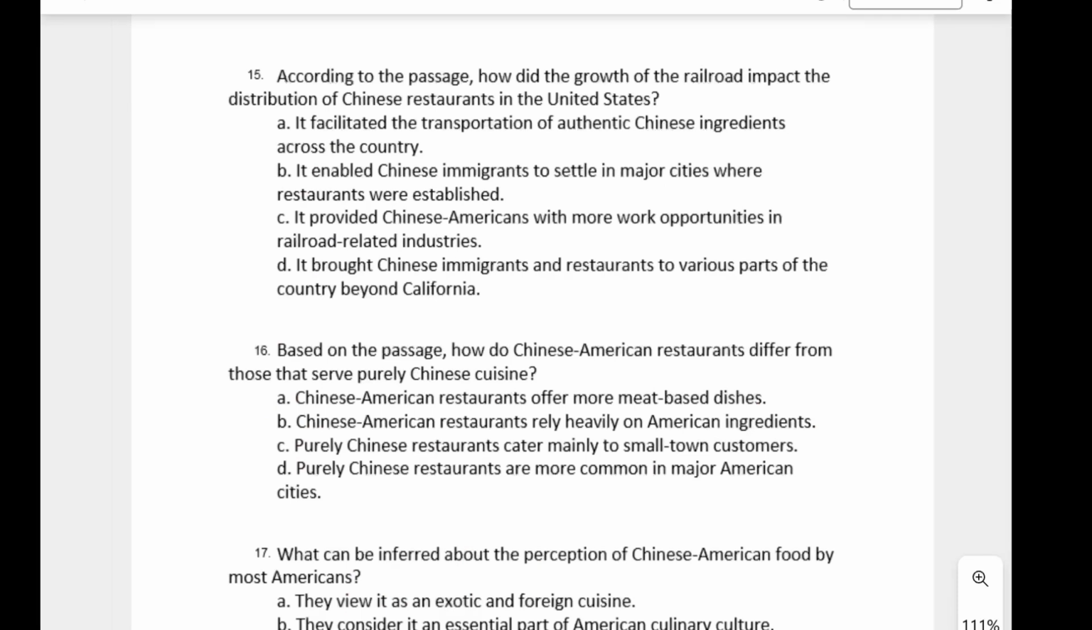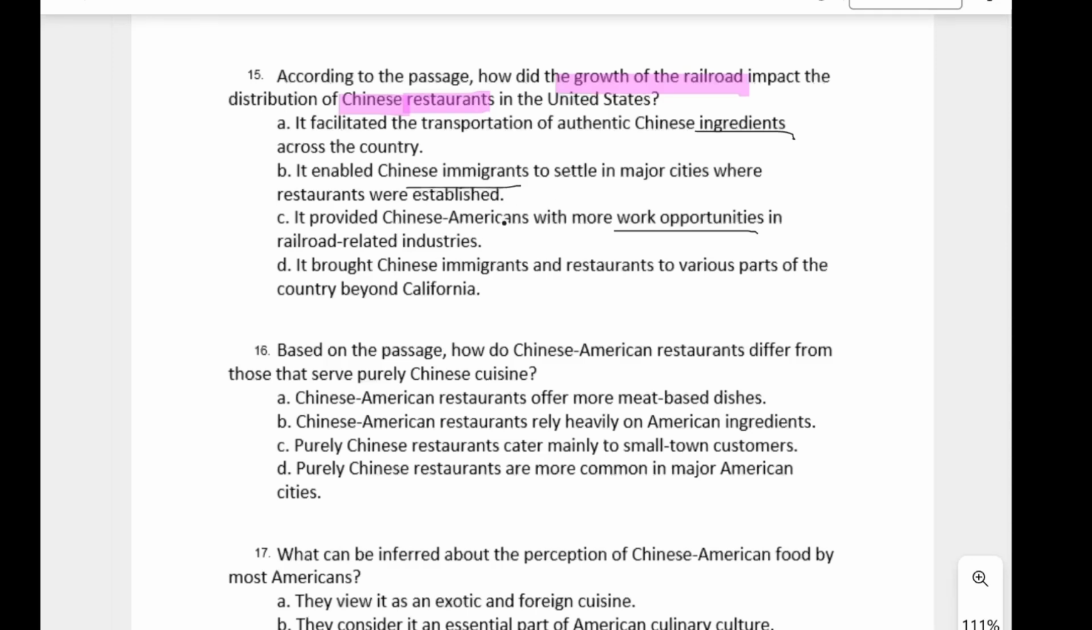Question 15 talks about the growth of the railroad. Let's use the highlighter. Growth of the railroad to impact the distribution of Chinese restaurants in the United States. So be careful. What are we talking about here? Chinese restaurants. Let's read through the solutions first. Transportation of authentic Chinese ingredients. Let's underline the key words of how these answers are differentiating. A talks about ingredients. B talks about immigrants and that the railroads allow them to settle in major cities where restaurants were established. C is talking about provided Chinese Americans with more work opportunities in railroad related industries.